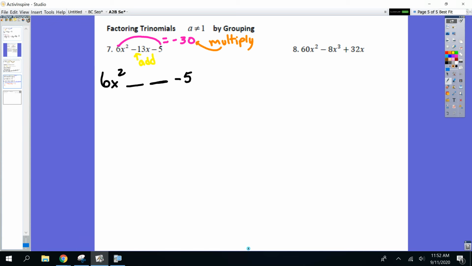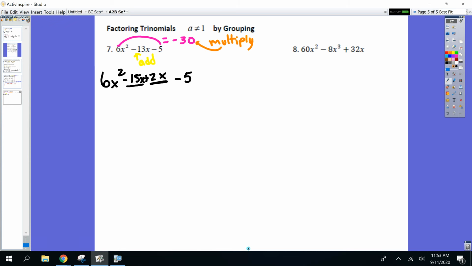Can you guys think about 2 numbers that multiply to negative 30 but add to negative 13? Just because we're running out of time, I'm not going to keep calling on people here. We have negative 15 and positive 2 will do the trick. But I still need to put x's with them though, right? If I'm going to get 13x. And now it looks pretty familiar, right?